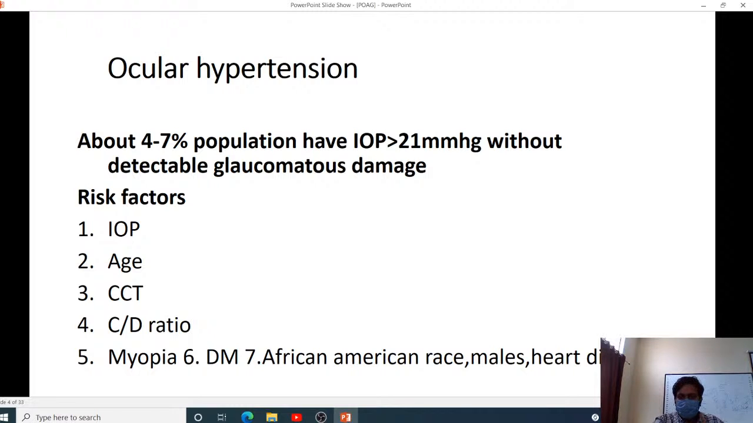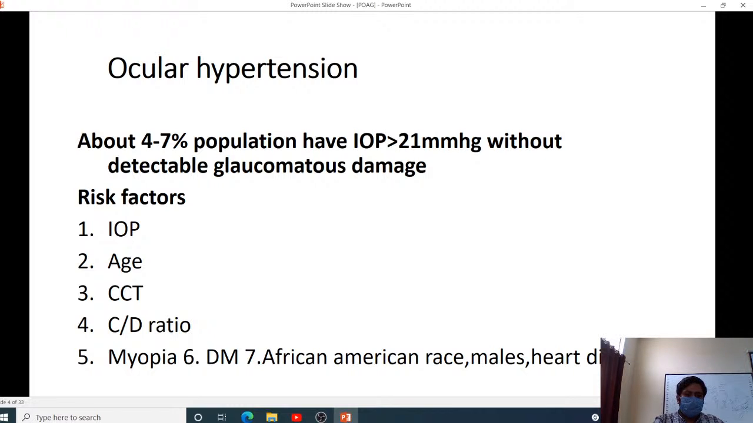As I told you in my first class regarding the definition of glaucoma, you have to have three things. There should be IOP more than 21 millimeter of mercury. There should be some visual field defects on the perimetry. There should be some related optic nerve head changes. If all these features are there, then we say it is glaucoma. But in ocular hypertension, there are no other detectable findings. The visual field of the patient is absolutely normal. The optic disc of the patient is absolutely normal, but IOP is more than 21 millimeter.